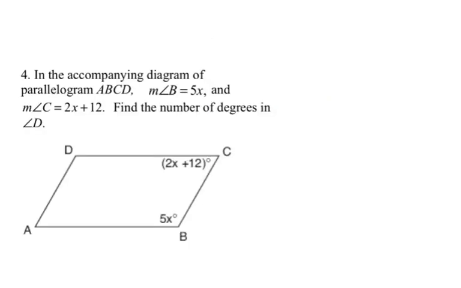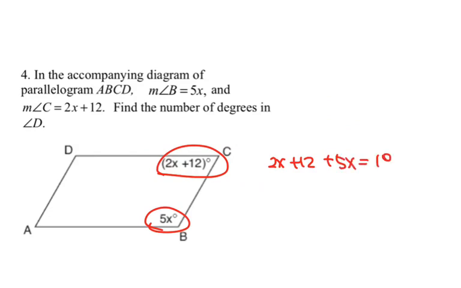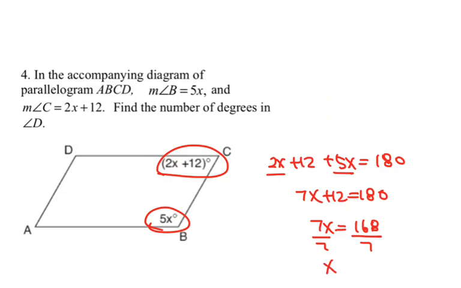Number 4 is very similar to number 3 in a way that we just have to add them up to become 180 because they're consecutive angles. So here we get 2x plus 12 plus 5x must be equal to 180. When you add up 2x and 5x, we get 7x plus 12 equals 180. Subtracting 12 from each side, we get 7x must be equal to 168. And as you can see, when we divide by 7, x must be equal to 24.